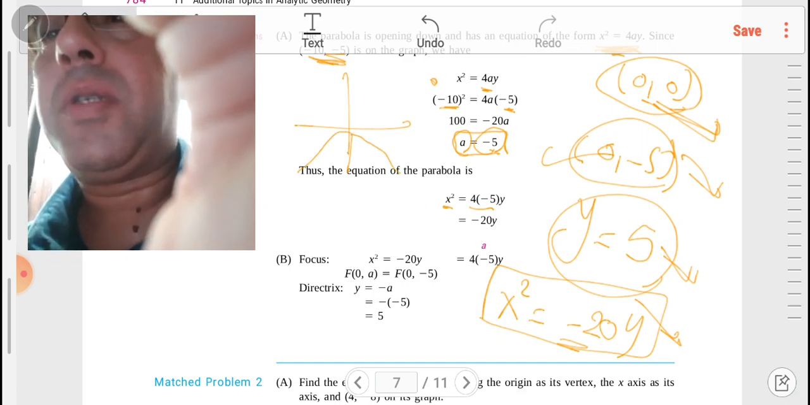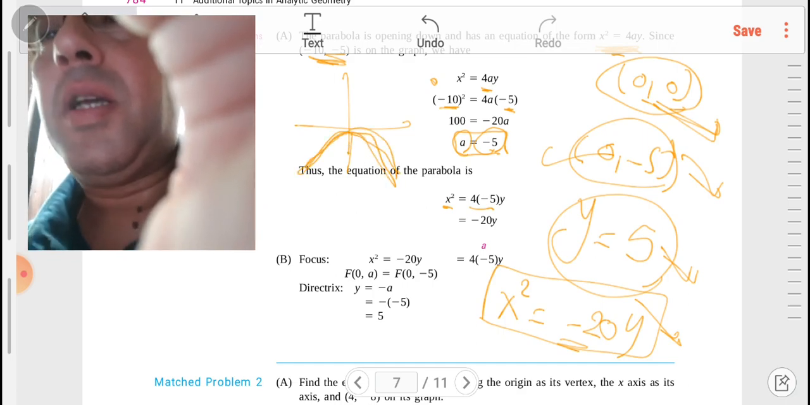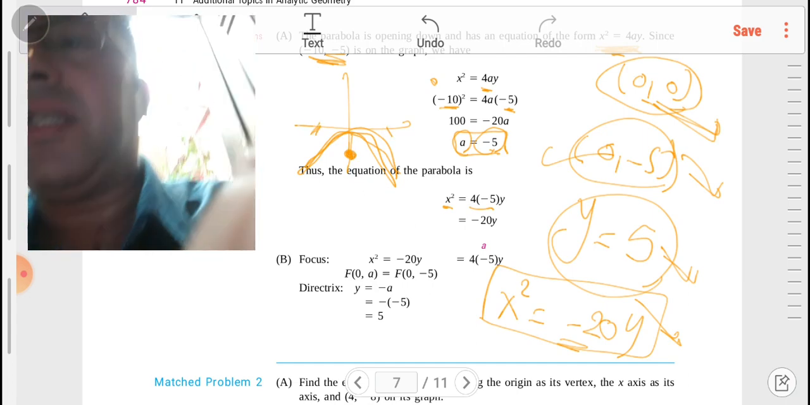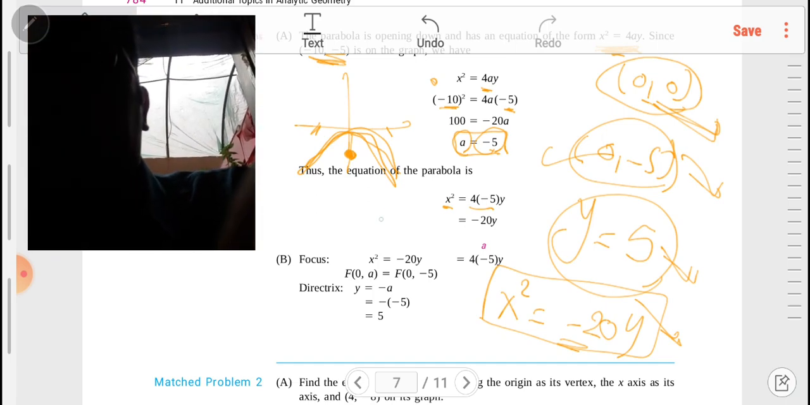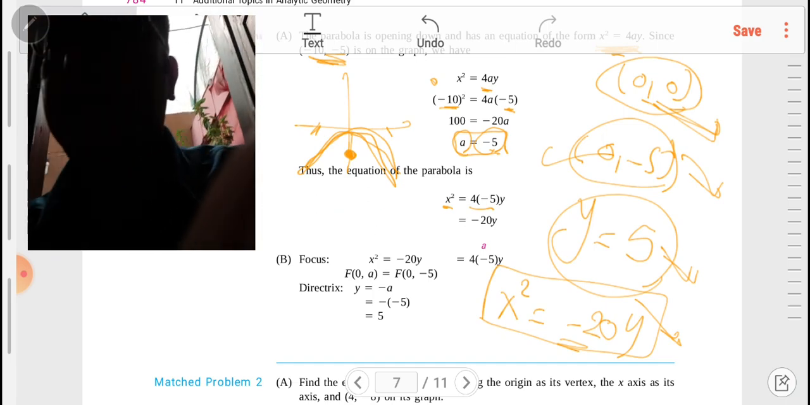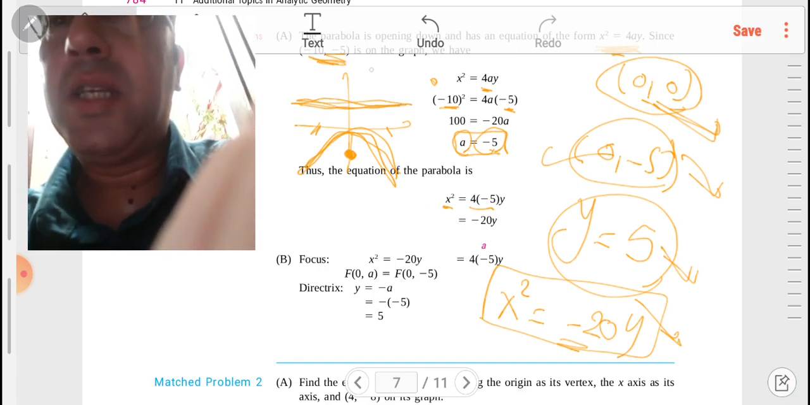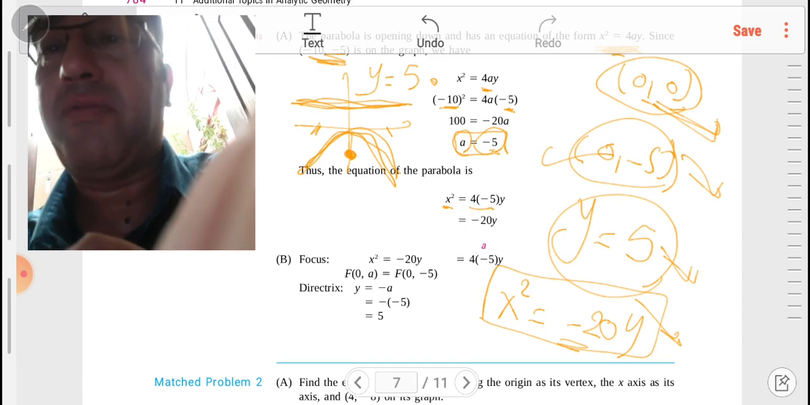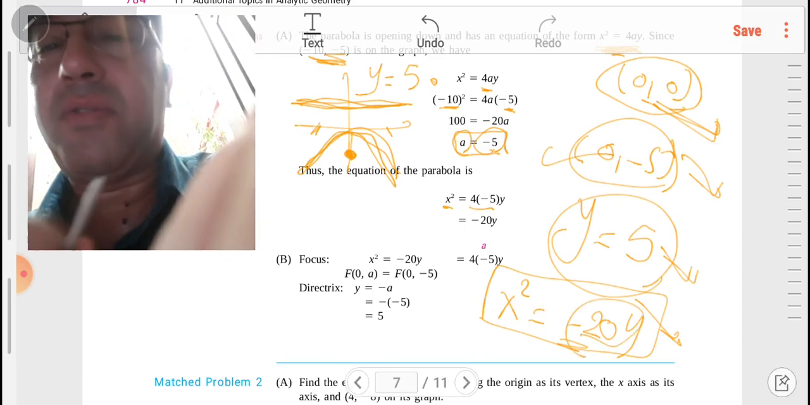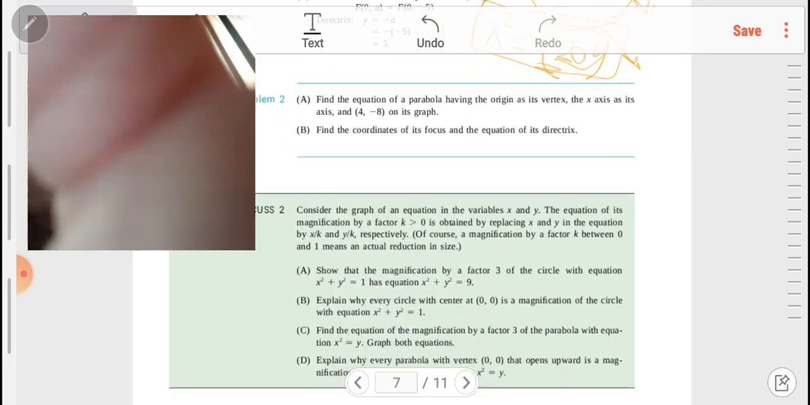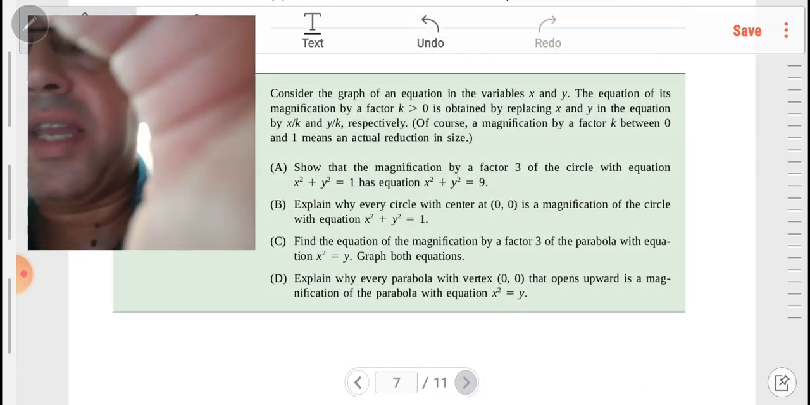Why? Because this point is the focus. This point is not on the x-axis, it's on the y-axis, so it's (0, negative 5). The directrix must be horizontal, so it's y equals positive 5. Again, the equation is x squared equals negative 20y because a is negative 5. That's how to write the equation of the parabola.